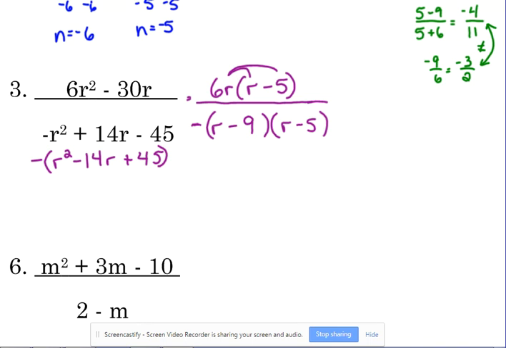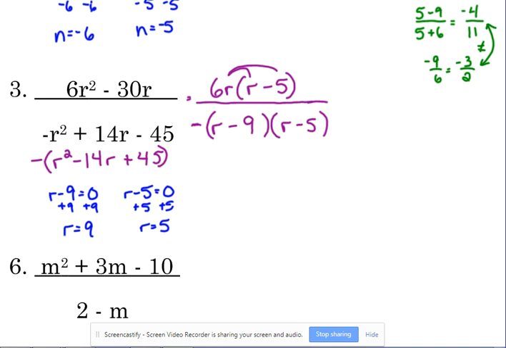All right, so excluded values, what we got? r minus 9 equals 0, r minus 5 equals 0. We don't need to worry about that negative in front because negative 1 can't equal 0. So we've got positive 9 and positive 5 when we solve these for r.